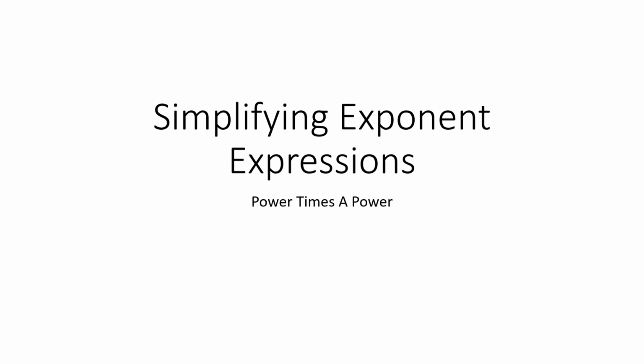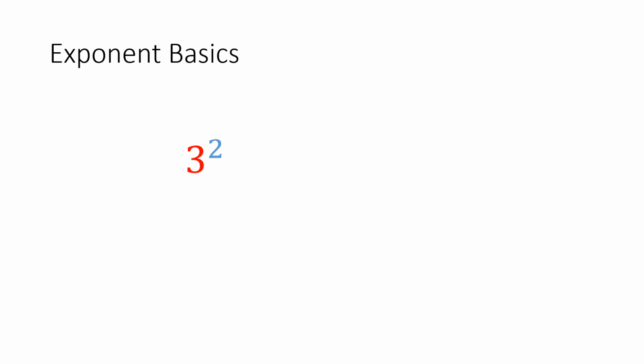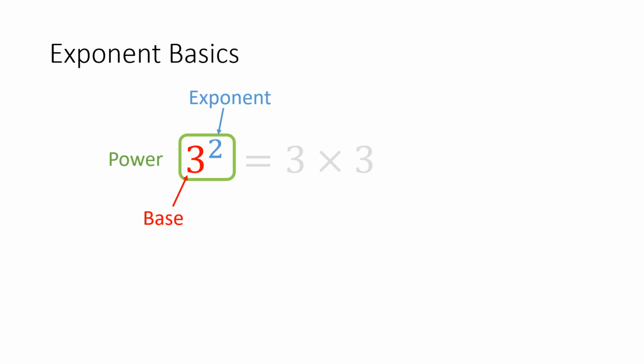All right, in simplifying exponent expressions, you're going to learn how to take a power times another power. So some basics here. We have 3 to the second power, and the 3 is known as a base, and the 2 is known as the exponent, and all together, that's called a power. And we'll call that 3 to the second power. That means 3 times 3, 3 times itself 2 times, which is 9.